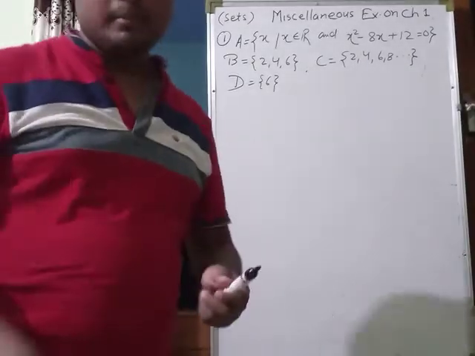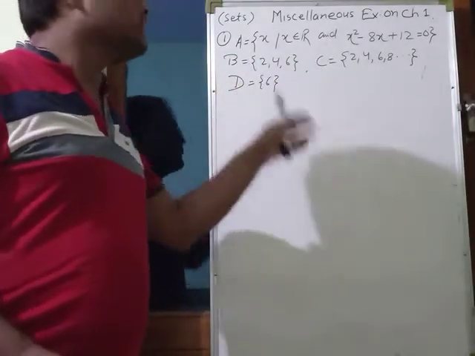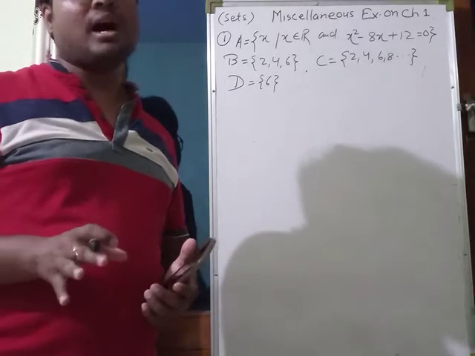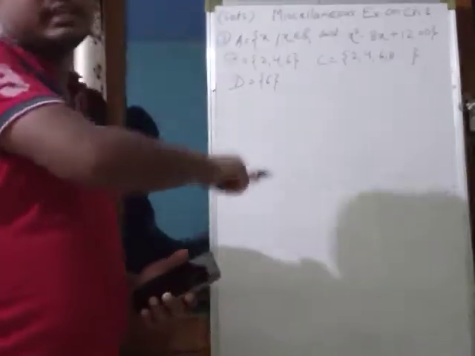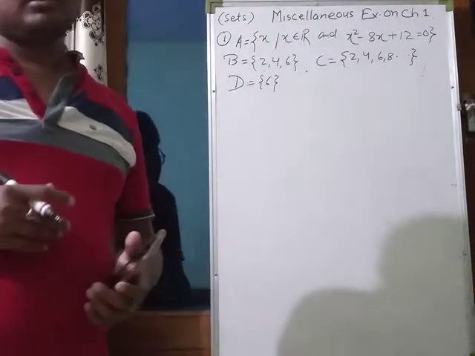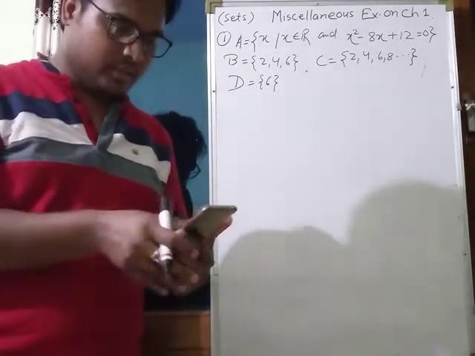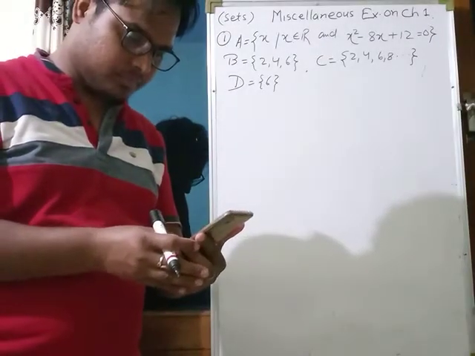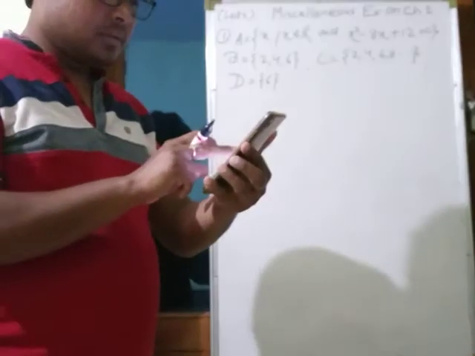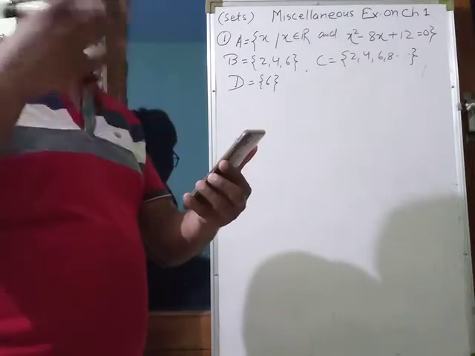What is the question? Some sets are given, A, B, C, D, and the question asked is which sets are the subsets of another set. Which set is a subset of which? Okay? Read the question, everyone. Decide among the following sets which sets are subsets of one another.